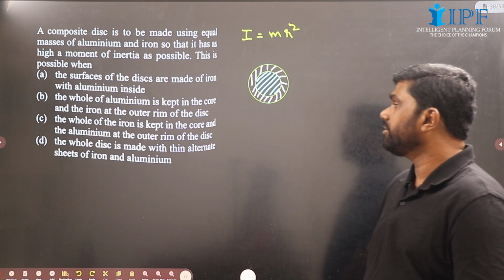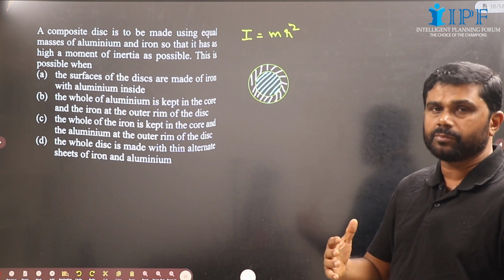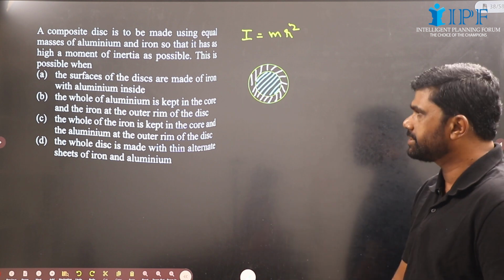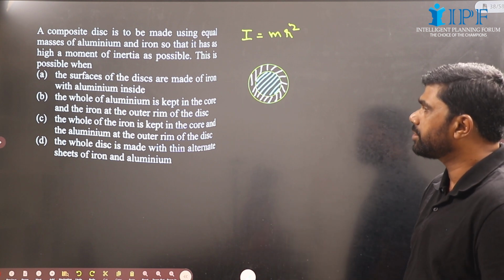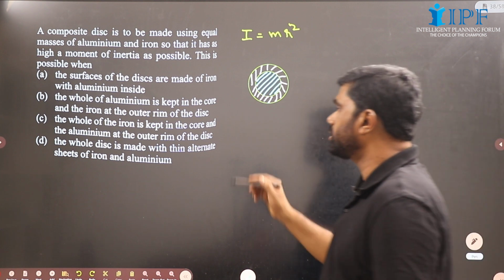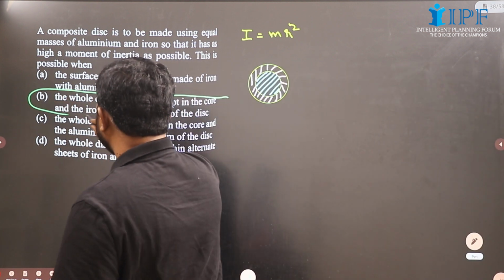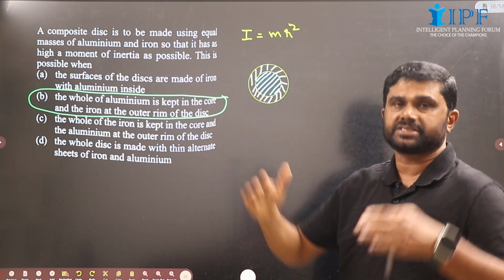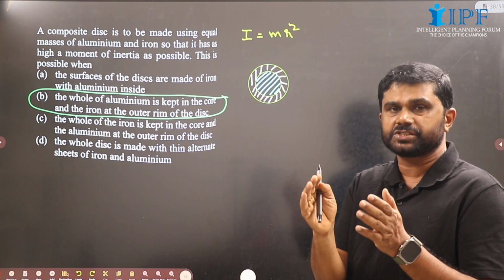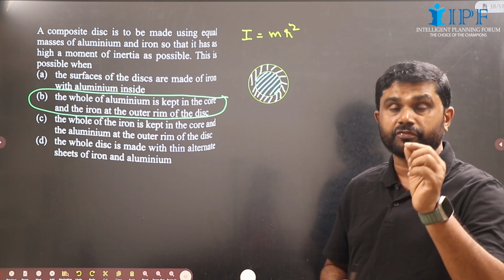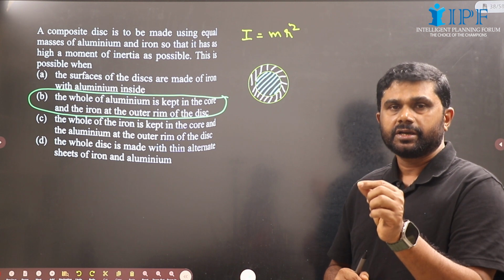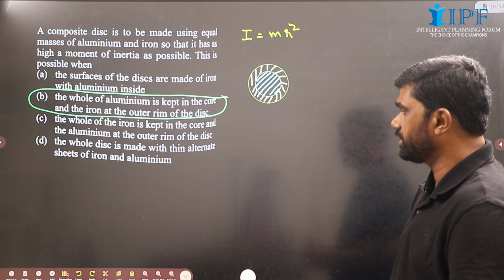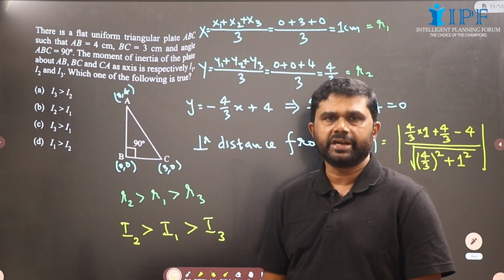So we will get a body with a larger moment of inertia if aluminum is inside and iron is outside. The whole of aluminum is kept in the core and iron at the outer rim of the disc, so that more mass will be at maximum distance. The moment of inertia of a point mass is mr square. If the mass is at maximum distance from the axis, the body will have a greater moment of inertia. Now let's see the next question.